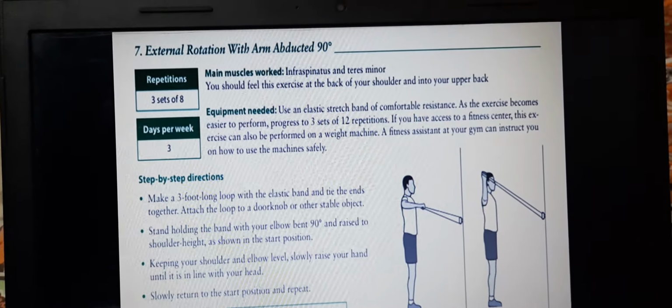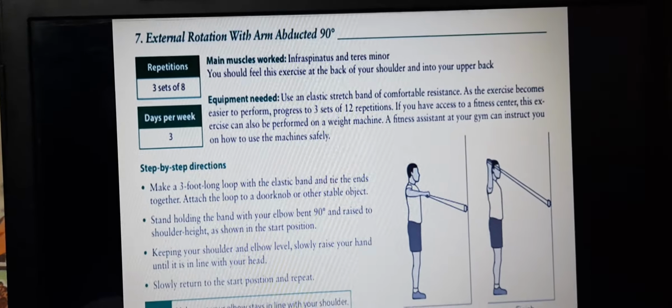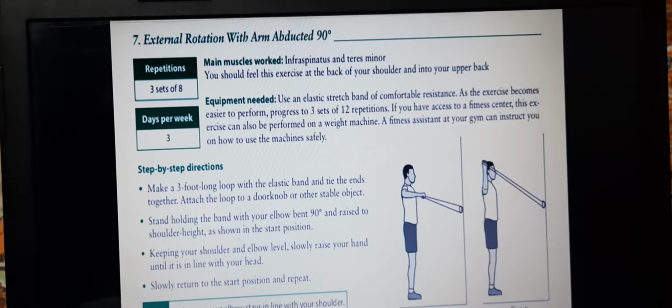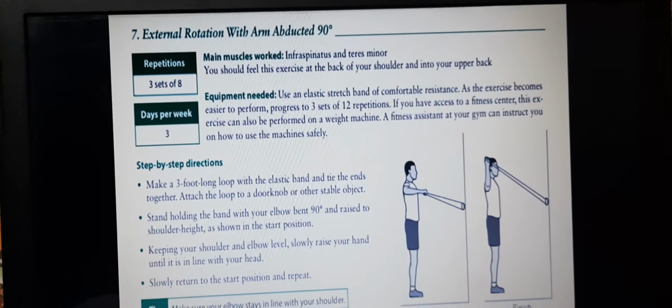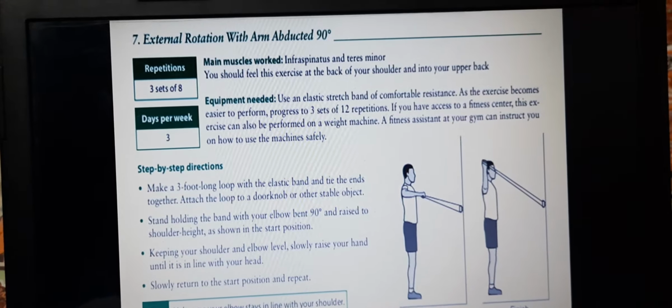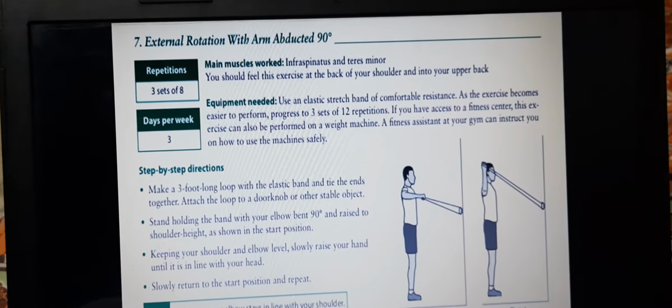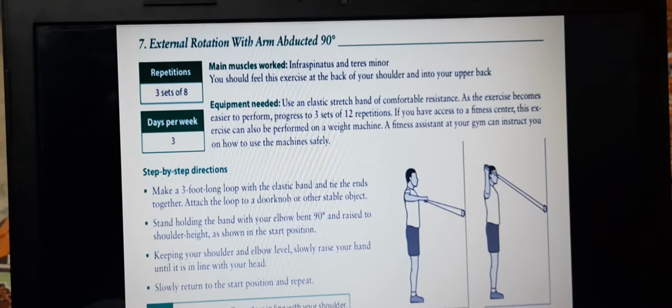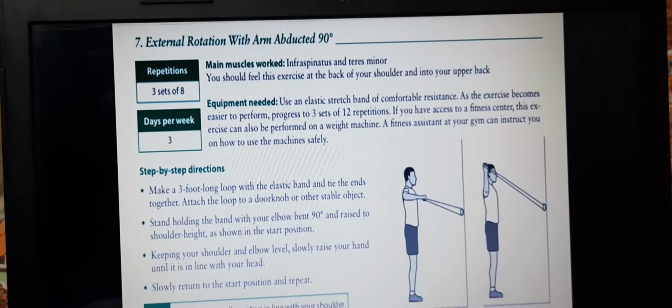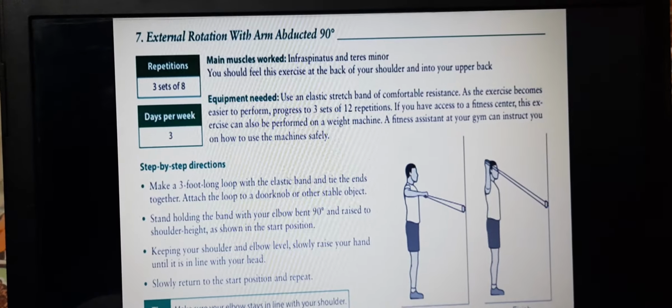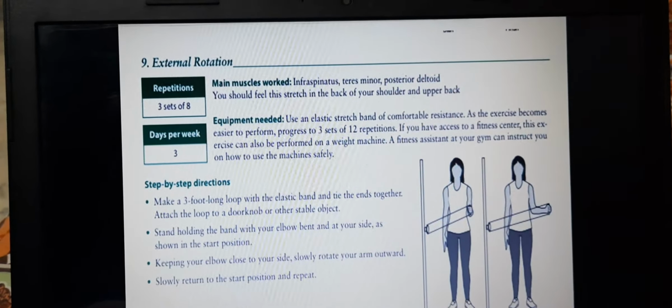External rotation with arm abducted. Main muscles involved: infraspinatus, teres minor. You should feel this exercise at the back of your shoulder and into your upper back. Equipment needed: use an elastic band of comfortable resistance. As the exercise becomes easier to perform, progress to 3 sets of 12 repetitions. Repetition 3 sets of 8, days per week 3.